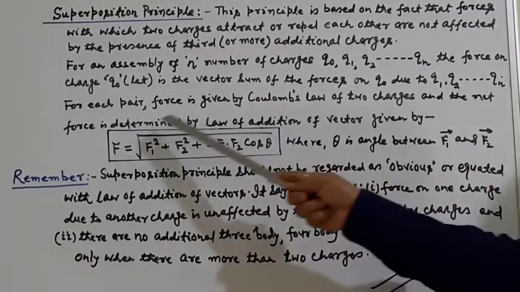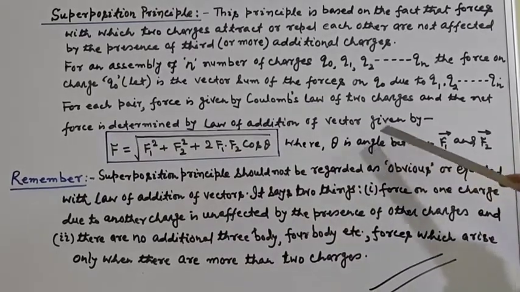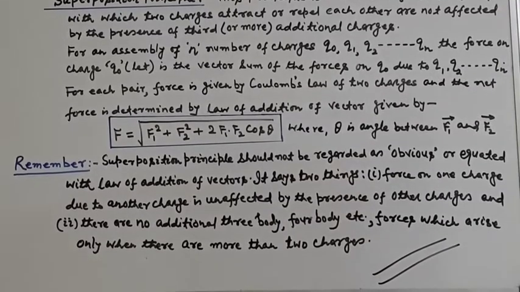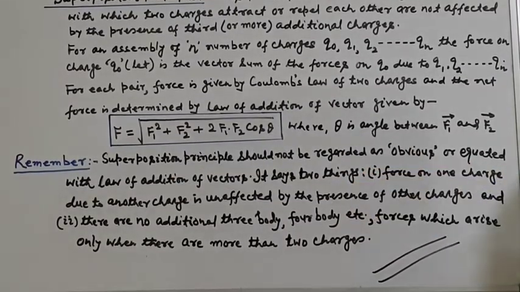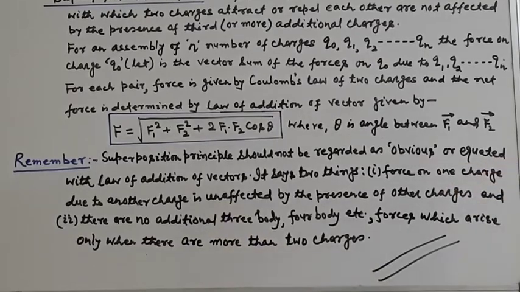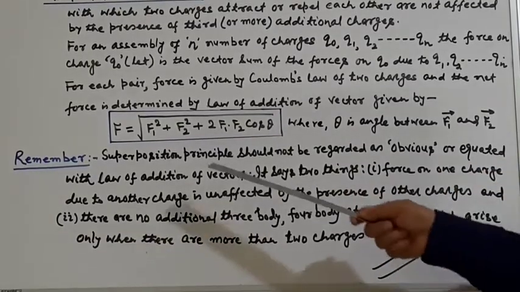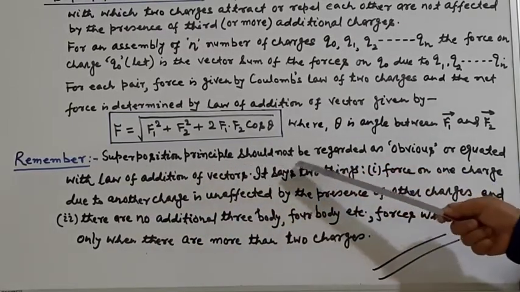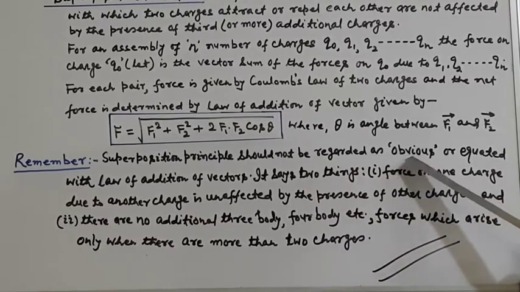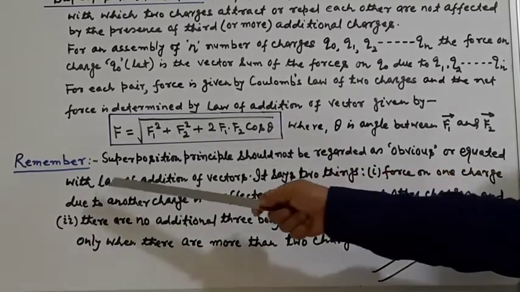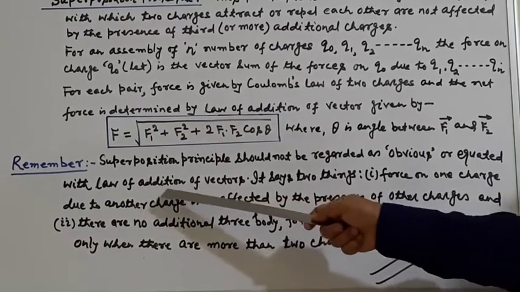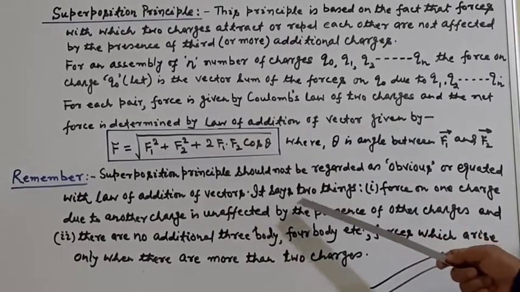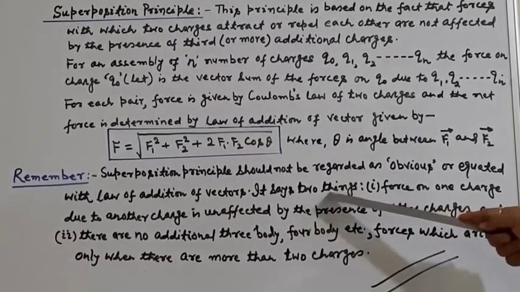So with the help of this formula, we can calculate the net force when n number of charges, several charges, are interacting with a single charge. One thing should also be noted: the superposition principle should not be regarded as obvious or equated with the law of addition of vectors. It says only two things. Both the things I mentioned.